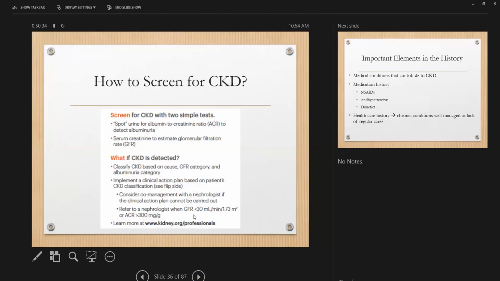If you get a GFR under 30 or an ACR above 300, refer them to nephrology. Don't try to manage this. They will get them managed and refer them back into you for all their other medical care. They typically will start seeing the nephrologist on a regular basis, with nephrology handling the kidney component of their health.